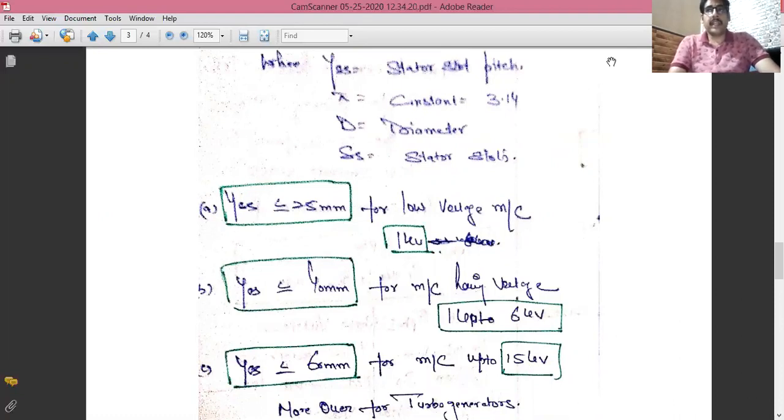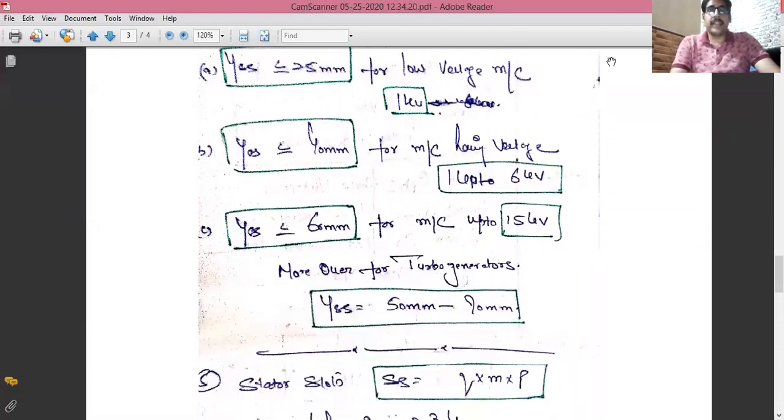So you have to take the value depending upon the rating of the machine. In the problem, the rating of the machine is given to you, that is, how much power the machine has and how much is the voltage. Depending upon that, you have to select the stator slot pitch. If the value is less than 15 kV, the stator slot pitch will be less than 60 mm and so on. Moreover, if the numerical says it is a turbo generator, in that case the slot pitch lies between 50 mm to 90 mm. So depending upon the problem, you have to select the stator slot pitch, and this stator slot pitch has these values.